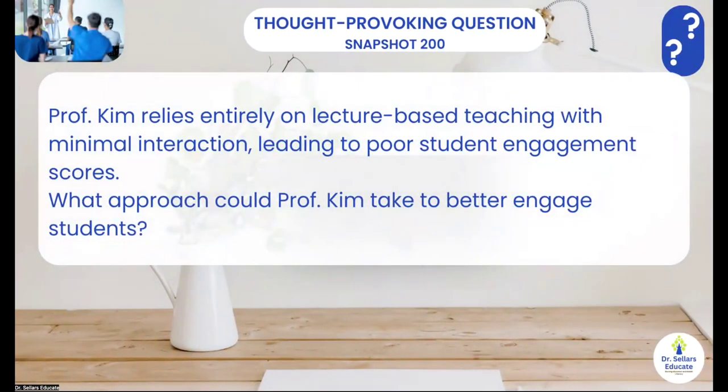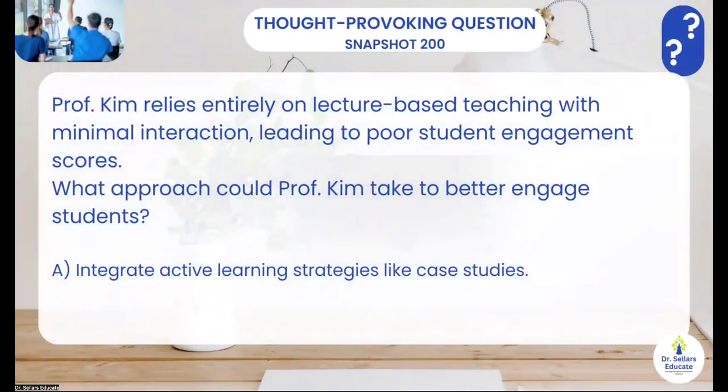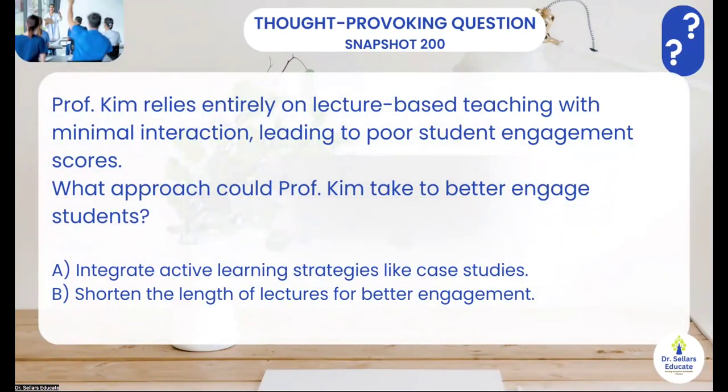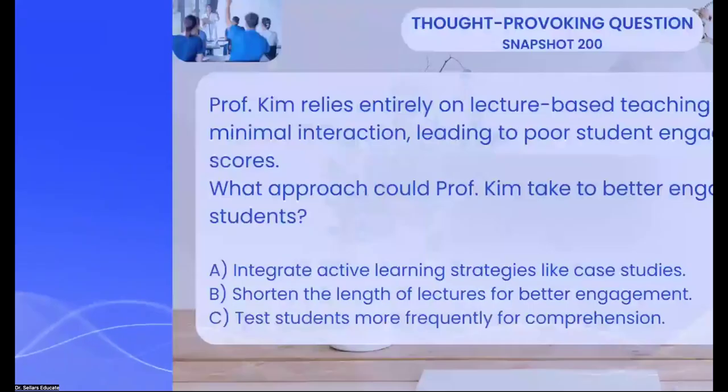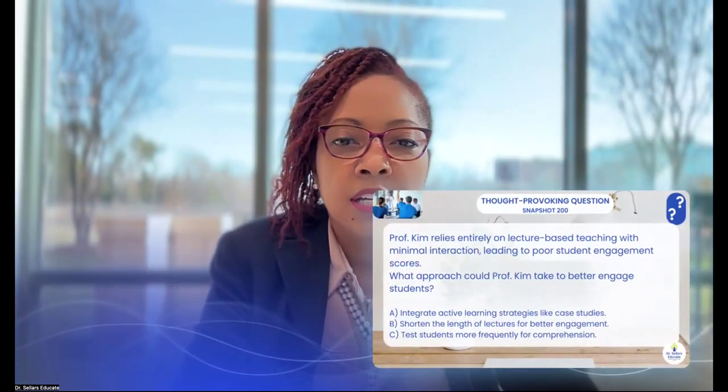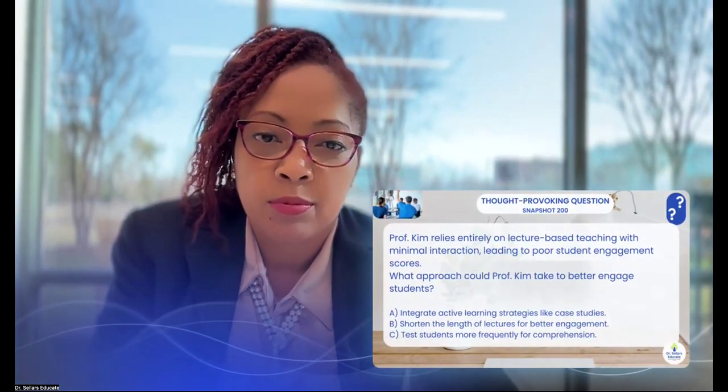Professor Kim relies entirely on lecture-based teaching with minimal interaction, leading to poor student engagement scores. What approach should or could Professor Kim take to better engage the students? A is integrate active learning strategies like case studies. B is to shorten the length of lectures for better engagement. And C is test students more frequently for comprehension. All right, so I'll let you take a moment to think about those 3 options.